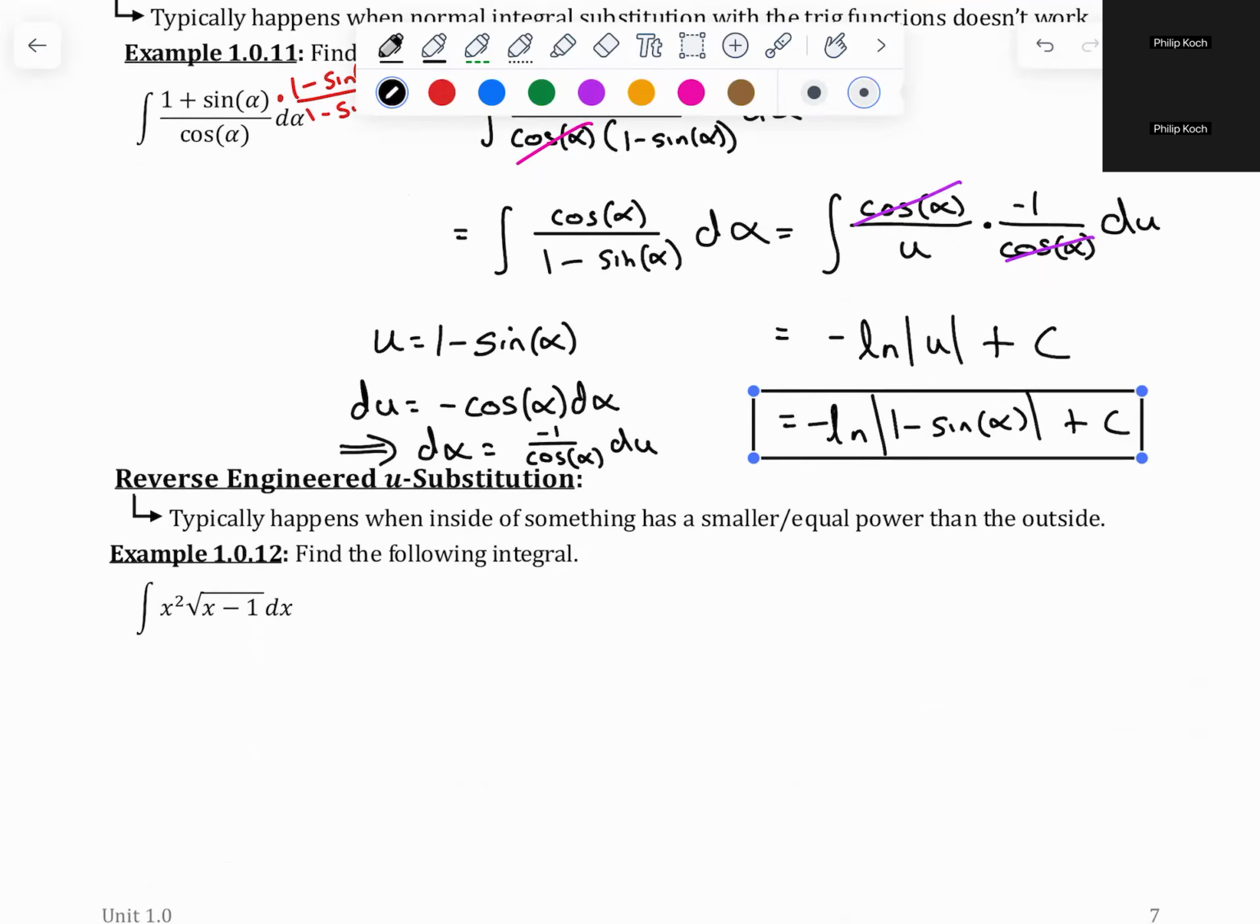Last one is what I like to coin as reverse engineered u substitution. And this typically happens when the inside of something has a smaller or equal power to the outside. So x squared on the outside, x to the first power, a smaller power on the inside. And it would also work if you did x squared and then an x squared minus 1 on the inside. That would also be a good candidate for this. This might seem contrived, but we will actually utilize this in trigonometric substitution, unit 1.3.